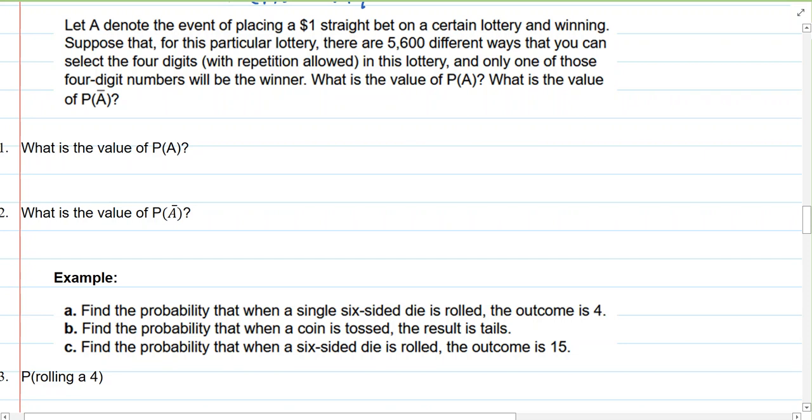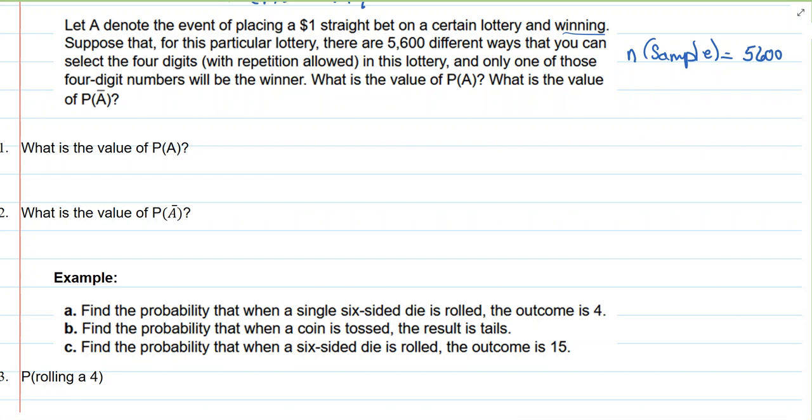So, let A denote the event of placing a dollar straight bet on a certain lottery and winning. So you're winning. Suppose that for the particular lottery, there are 5,600 different ways that you can select 4 digits. So the cardinality of our sample space is 5,600 different ways to select the 4 digits of this lottery with repetition allowed. That means that it is independent. Each number is independent. And only one of those 4 digit numbers will be the winner.